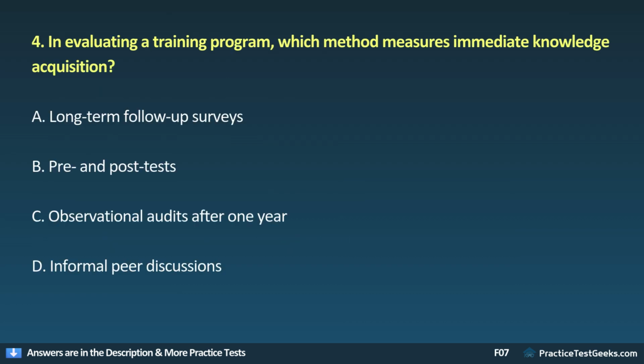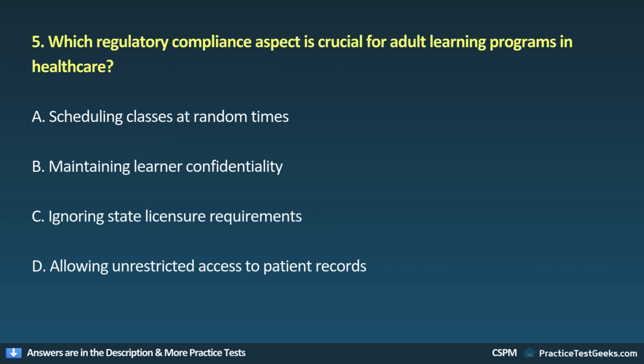4. In evaluating a training program, which method measures immediate knowledge acquisition? A. Long-term follow-up surveys. B. Pre- and post-tests. C. Observational audits after 1 year. D. Informal peer discussions.